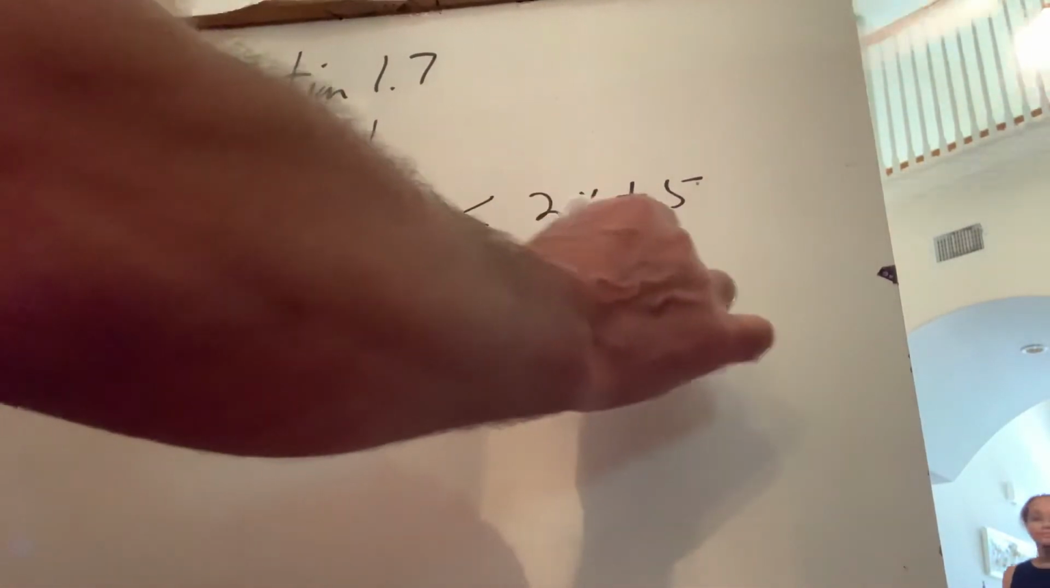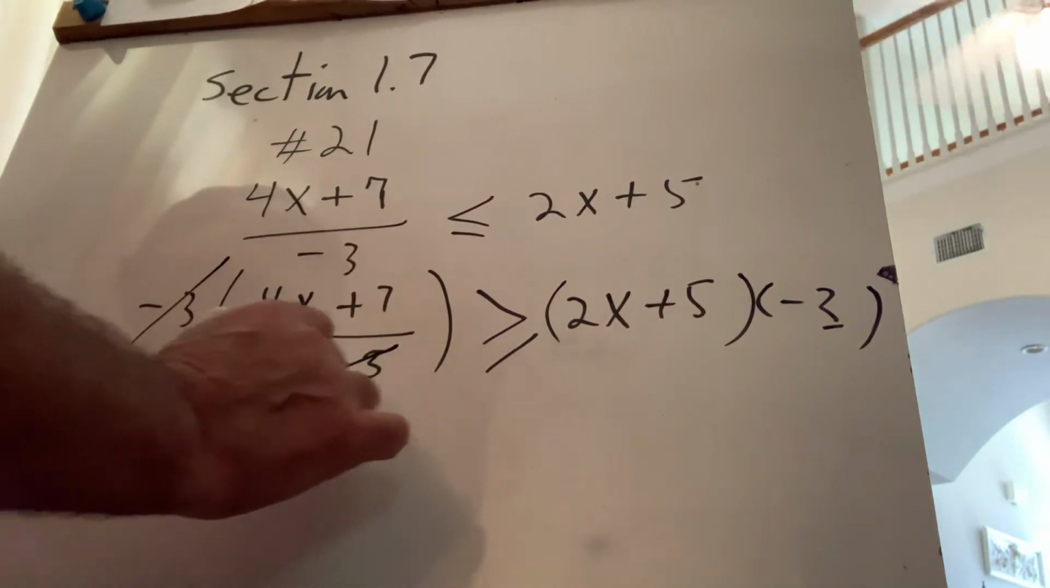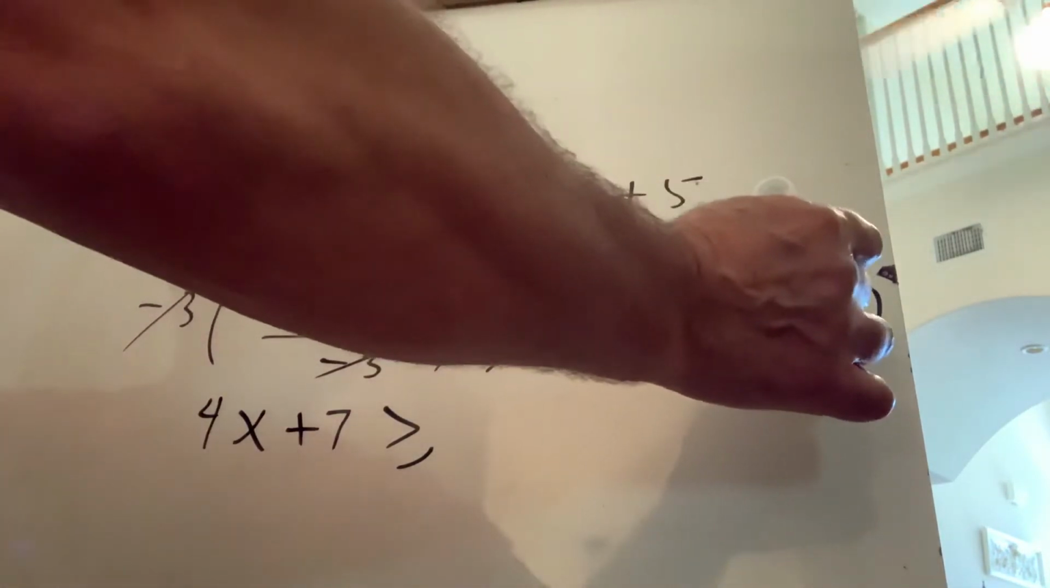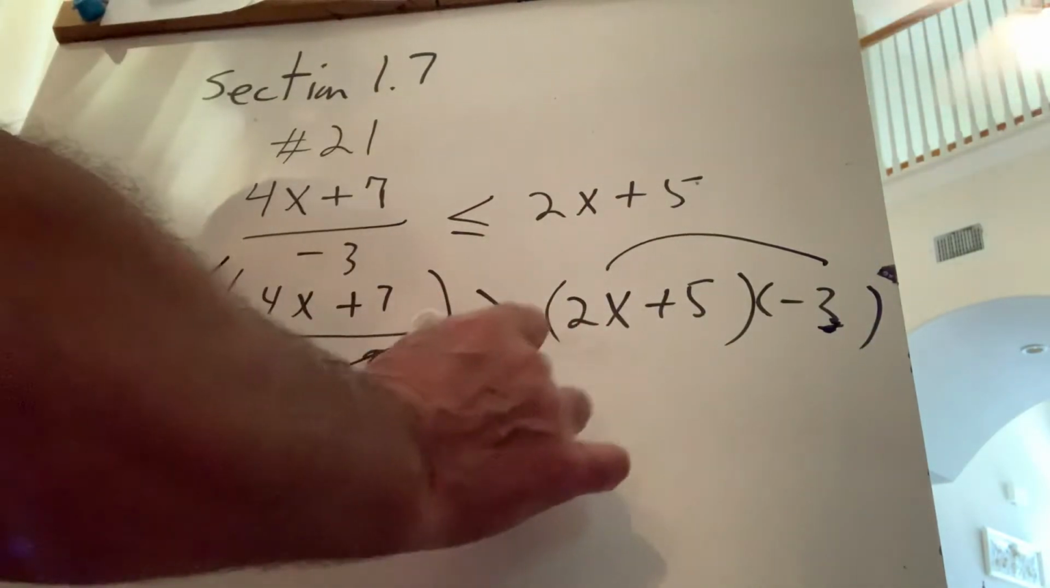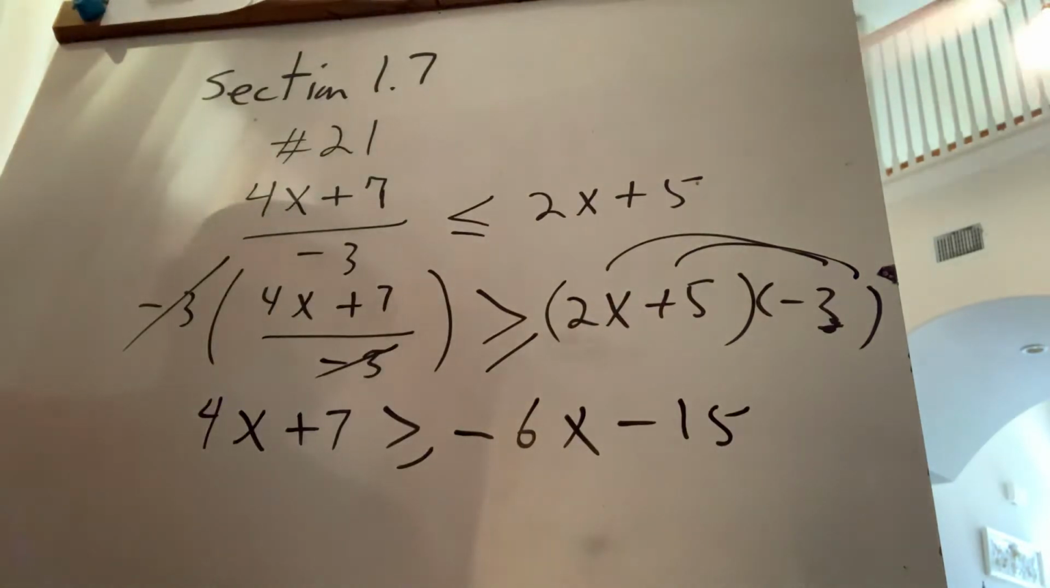Now we multiply the other side by -3 also. So those two cancel, and now we have 4x + 7 is greater than or equal to, now we distribute the -3 to remove the parentheses. So -3 times 2x becomes -6x, and -3 times 5 becomes -15.